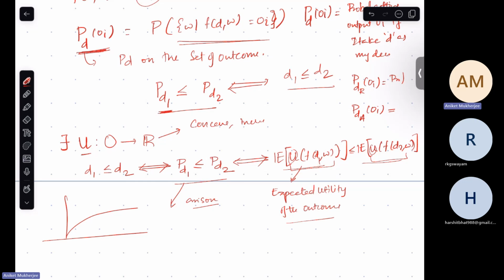And now the expected utility of two decisions: if the expected utility of decision 1 is less than the expected utility of decision 2, it means that D2 is better than D1. That is what it says.